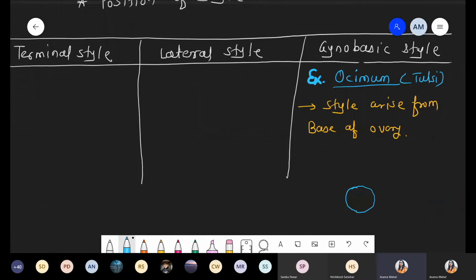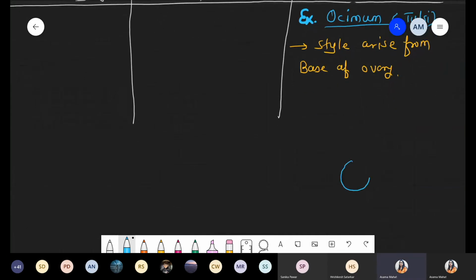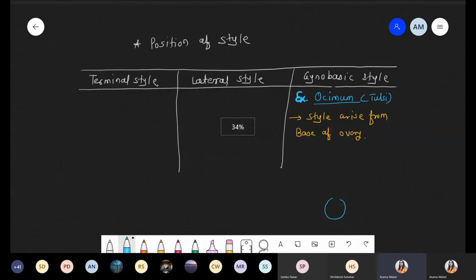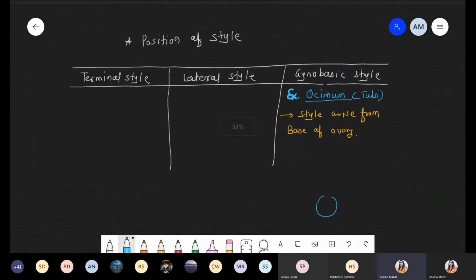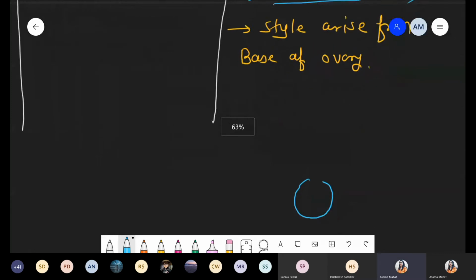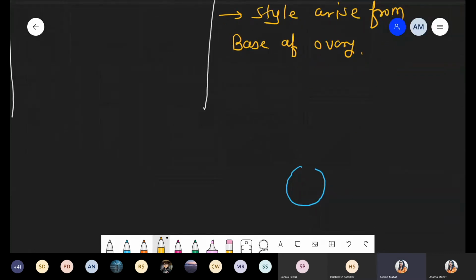Now, normally how do we draw the style? We draw it from above, the head portion of the ovary. So normally we draw style from above the structure. But what happens in the gynobasic condition? Here the style arises from the base. Base means from this point. It's not touching the exact bottom, but it arises from the base. So this is the style part.